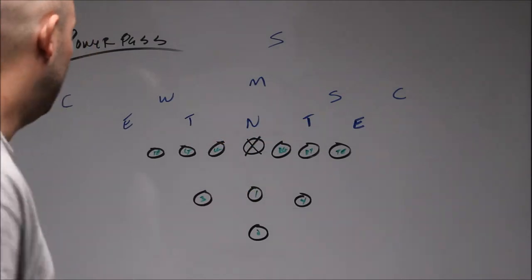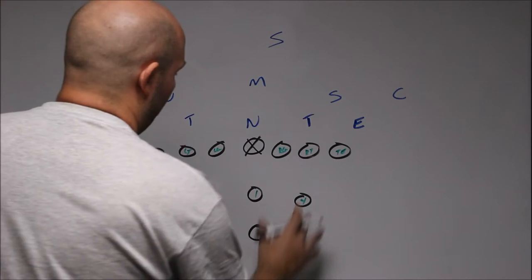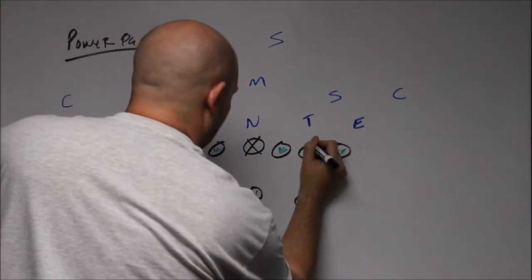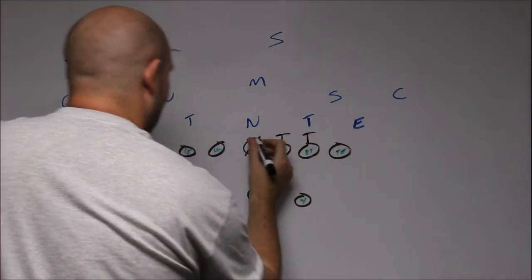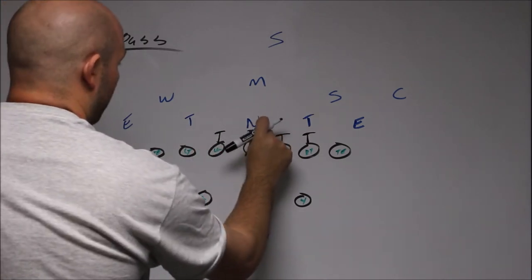This is power pass out of the double tight diamond formation. Now, we'll start with the offensive line. I'm going to inside-over pass block, inside-over pass block, inside-over pass block, inside-over pass block. Well, the center's going to block a head-up nose.